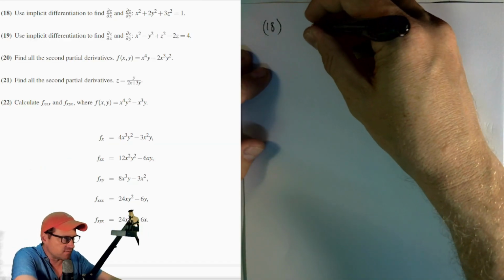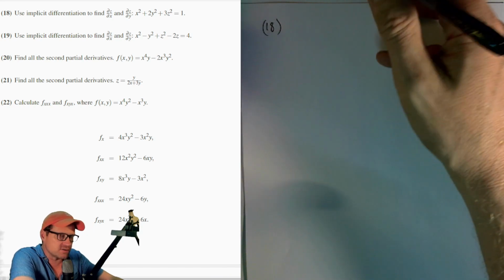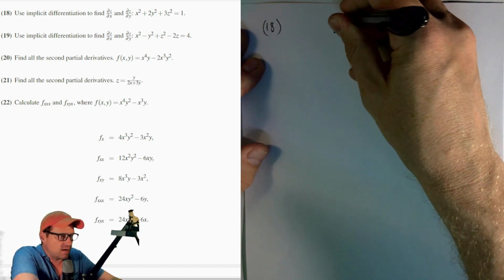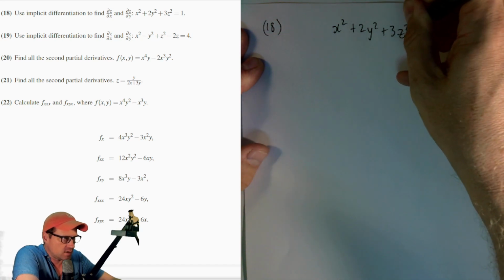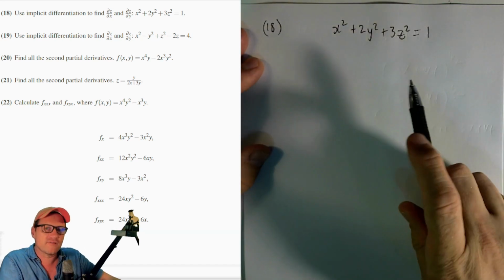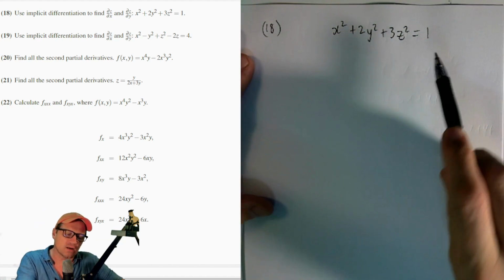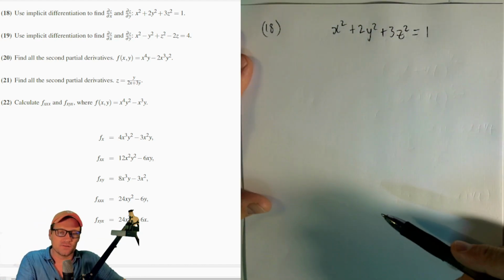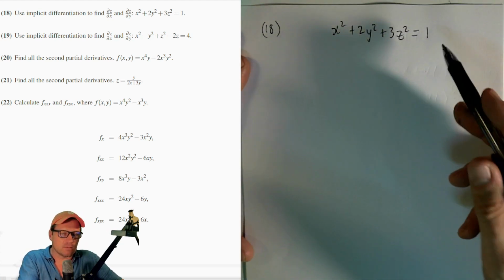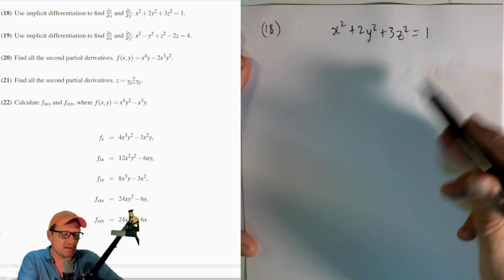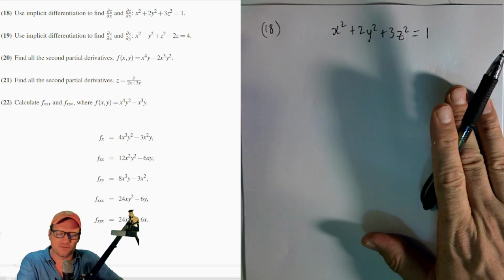Okay, use implicit differentiation to find dz on dx and dz on dy. These are partial derivatives. So we have x squared plus 2y squared plus 3z squared equals 1. Now look, we don't have a formula here for z in terms of x and y. Instead, we have an implicitly defined surface, just an equation. All right, and so yes, we could solve for z here, but when we do, we would get a plus or minus, right?